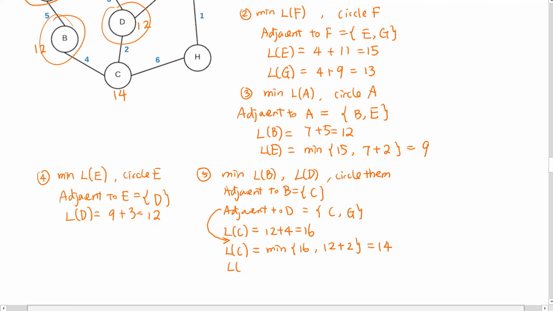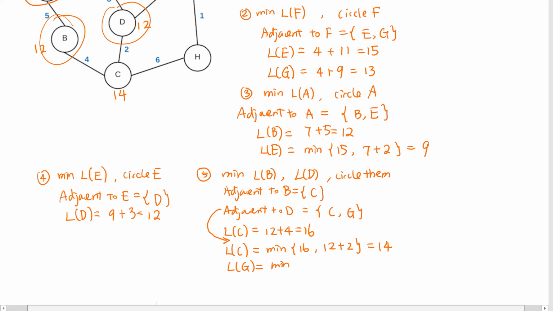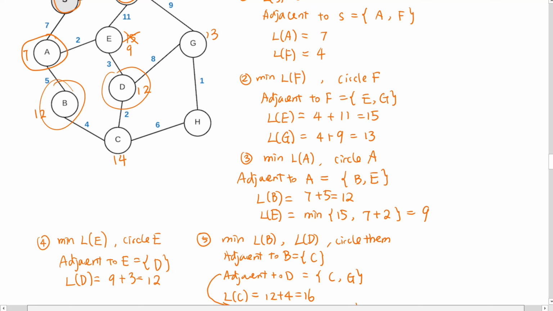And then LG. We already have 13 there, but now it's D plus 8. So the minimum of 13 and D, which is 12 plus 8. Oh, the minimum is 13. Okay, so that's 13. Now you see, even though we already reached C and got a label for C, because it's not the minimum, you still need to continue.